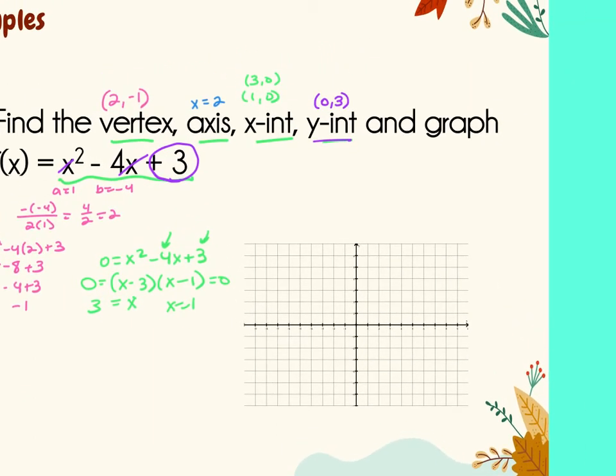Now let's plot all that information. 2, -1, 3, 0, 1, 0, and 0, 3. And we've got enough information to graph our parabola. Our axis of symmetry would be x equals 2, which runs right through the middle.